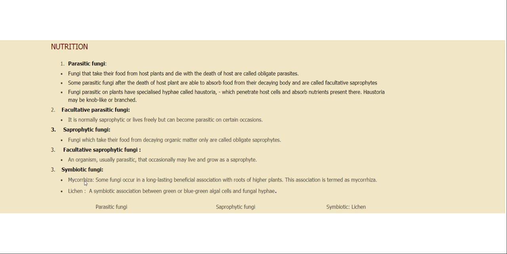Symbiotic fungi, which is there again in your course, we have to take a little more about in detail about mycorrhiza and lichen, but we can see mycorrhiza here also. Some fungi occur in a long-lasting beneficial association with the roots of higher plants. Then it is termed as mycorrhiza. So some fungi occur in a beneficial association with the roots of gymnosperms, for example Pinus. This association of fungus living in the roots of gymnosperm is called mycorrhiza.